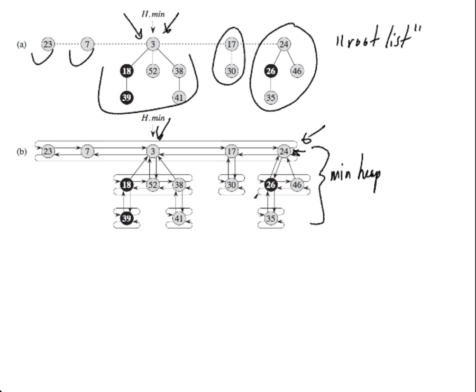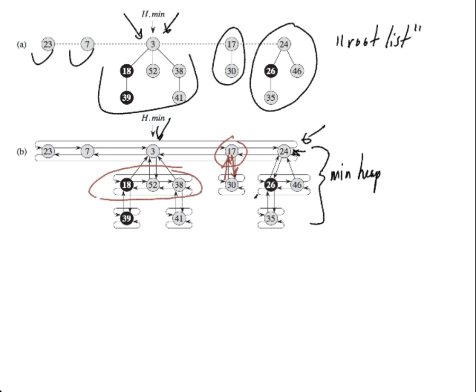Now, each node, so let's look at, say, 17. It points to one of its children, and each node also points to its parent. And the children are also in a circular linked list. So the parent need only point to one of its children and then can find all the other children through that circular doubly linked list.